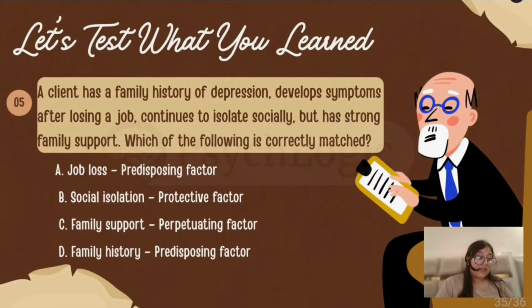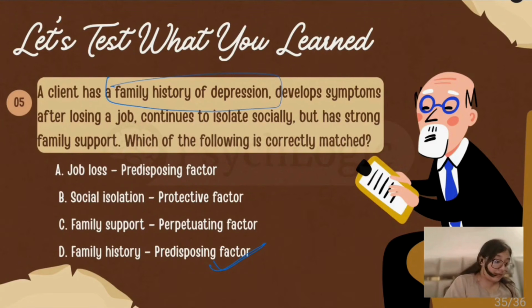And fifth, a client has a family history of depression, develops symptoms after losing a job, continues to isolate socially, but has strong family support. Which of the following is correctly matched? Job loss predisposing factor, social isolation protective factor, family support perpetuating factor, family history predisposing factor. The answer is D, family history predisposing factor.